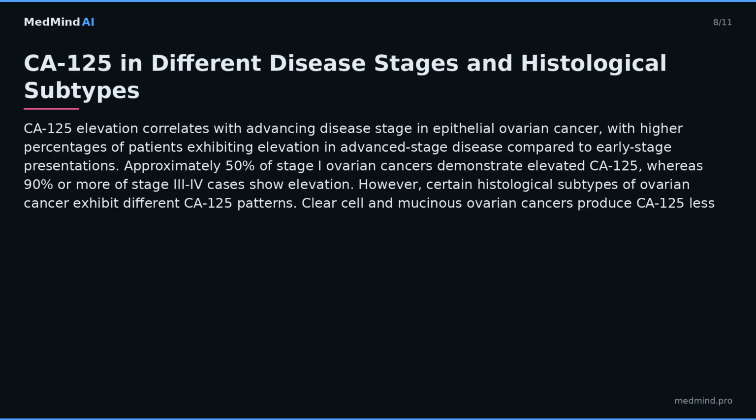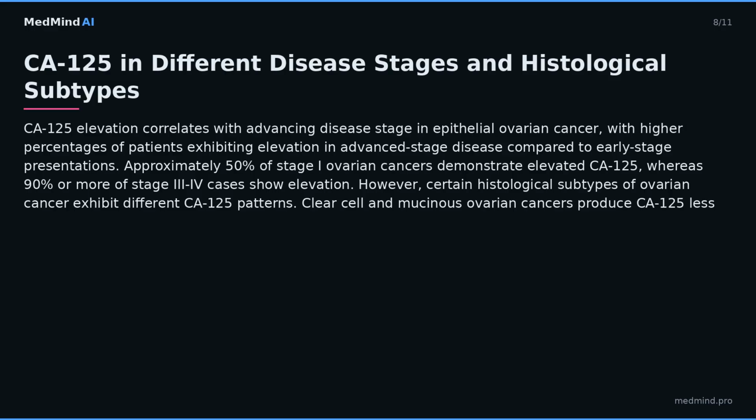CA-125 in different disease stages and histological subtypes. CA-125 elevation correlates with advancing disease stage in epithelial ovarian cancer, with higher percentages of patients exhibiting elevation in advanced stage disease compared to early stage presentations. Approximately 50% of stage I ovarian cancers demonstrate elevated CA-125, whereas 90% or more of stage 3 to 4 cases show elevation. However, certain histological subtypes of ovarian cancer exhibit different CA-125 patterns.